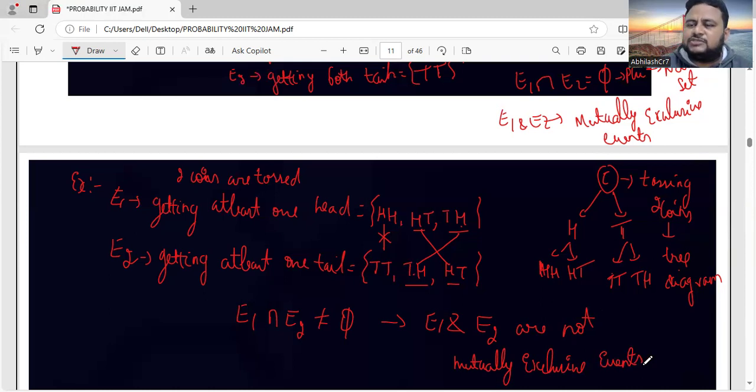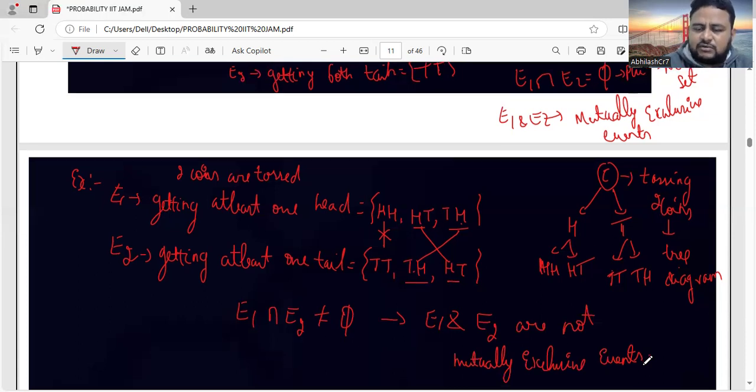So this is it about mutually exclusive events. Suppose there are two events happening. If there is nothing common between the two events, if it is a null set, then it is called mutually exclusive event. If there is something common between the two, then intersection means common, and we can say that they are not mutually exclusive event. That is the current example which I gave.